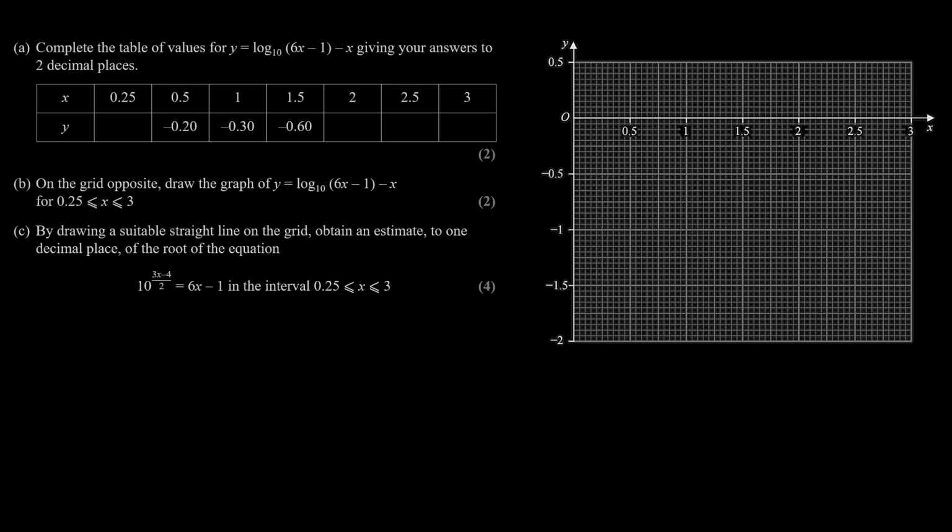To complete the table of values for the given function, we use the calculator and substitute given values of x to get the corresponding values of y. These are negative 0.55, negative 0.96, negative 1.35, and negative 1.70, rounded to 2 decimal places.